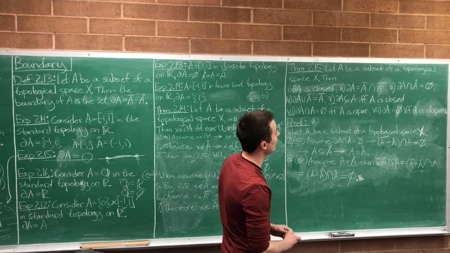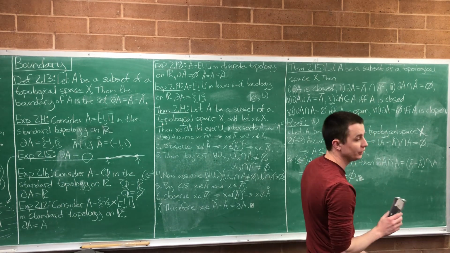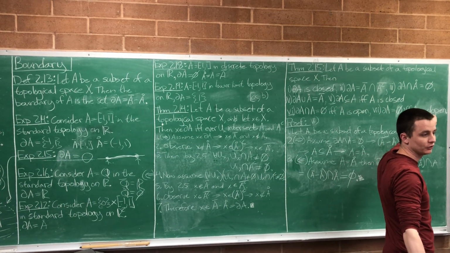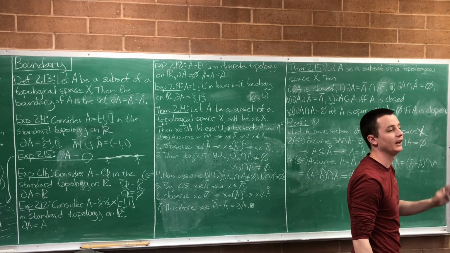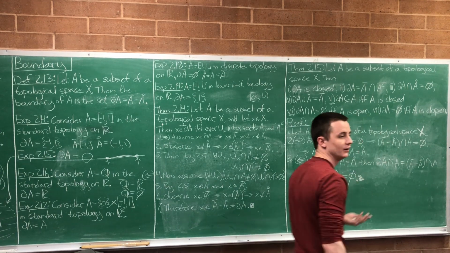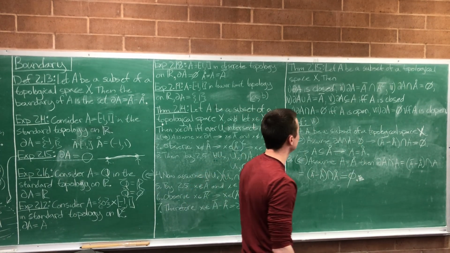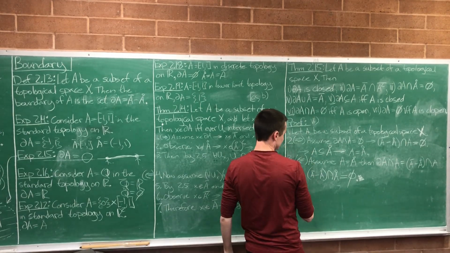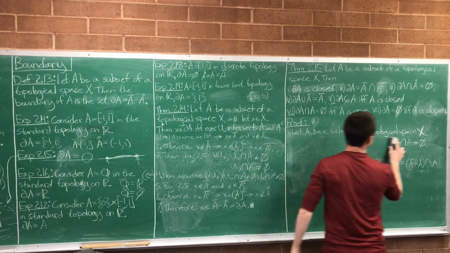Yep. So now the last one is showing that the boundary is equal to the empty set if and only if A is clopen. This is a common word in topology. Clopen means both closed and open. If it's a closed set and an open set, we call it a clopen set. And that is actual common terminology, and I realize I've never brought it up before, so here it is now. So let's do this one.